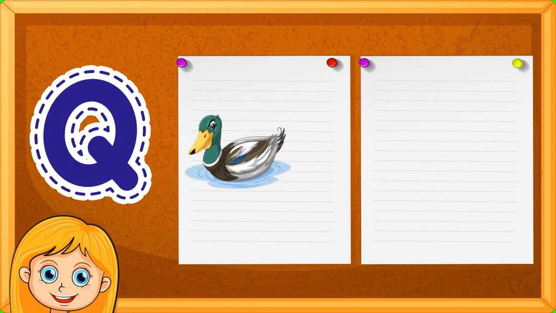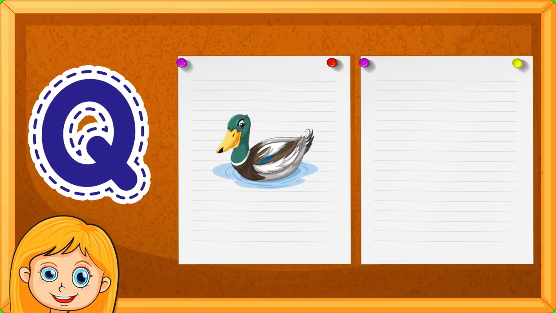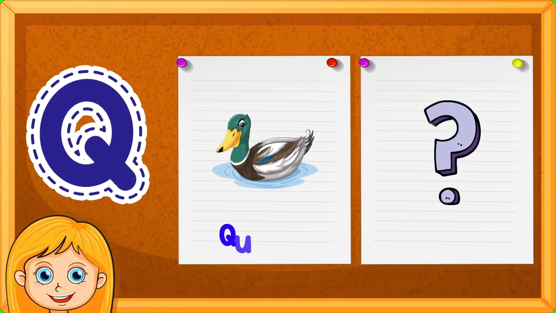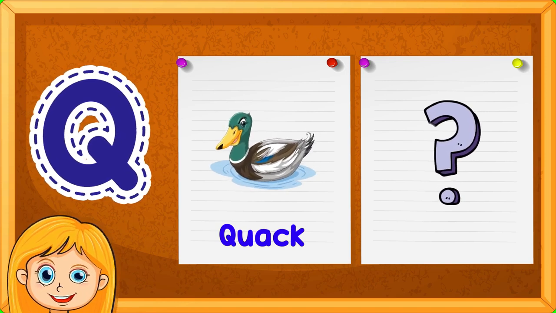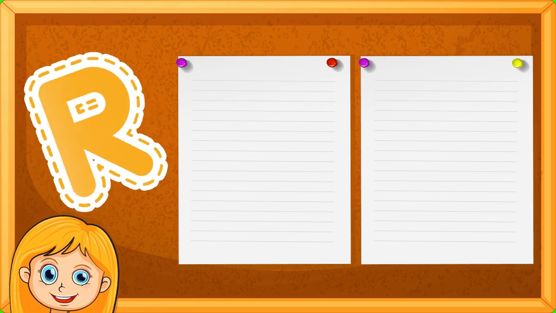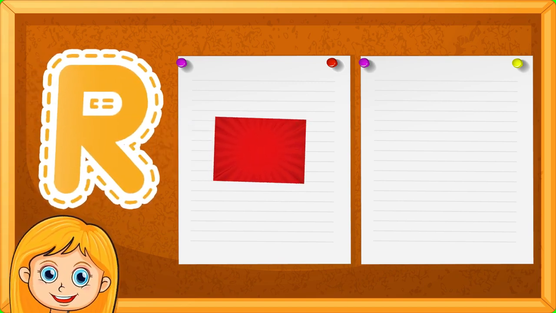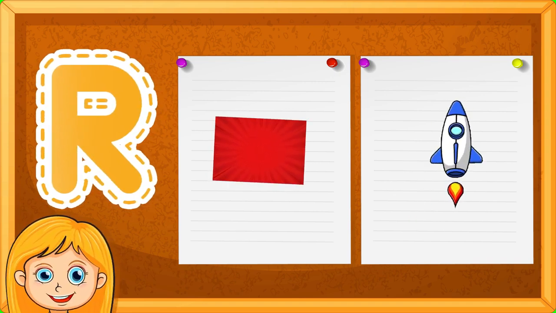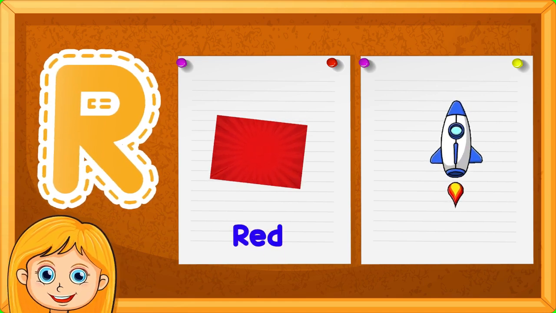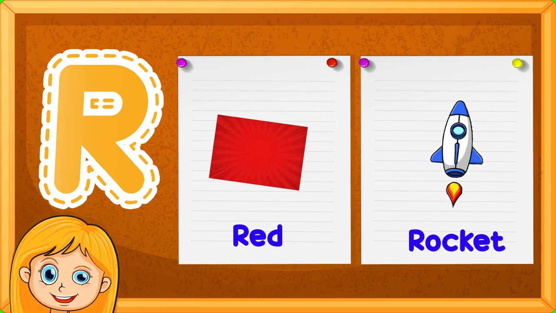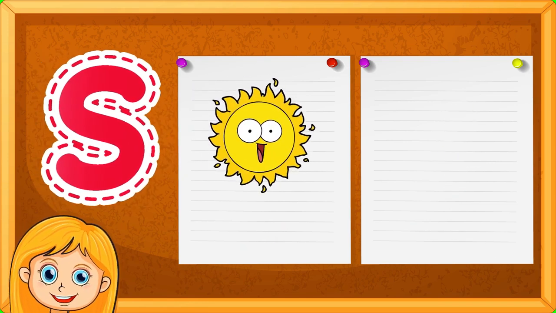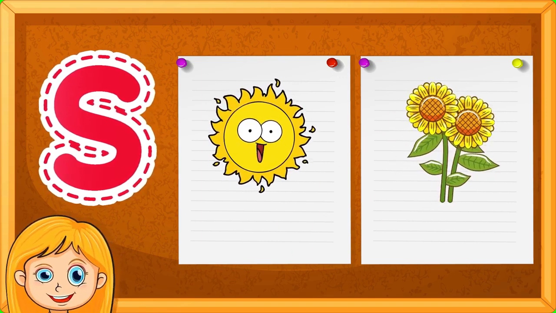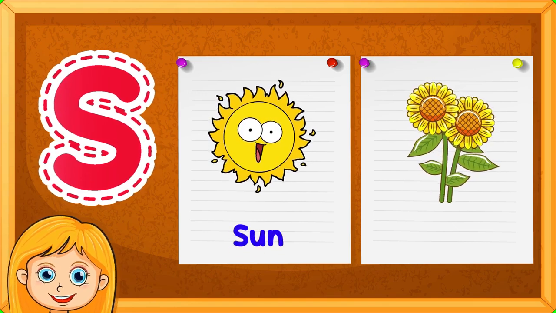Q is for quack. Q is for question mark. R is for red. R is for rocket. S is for sun. S is for sunflower.